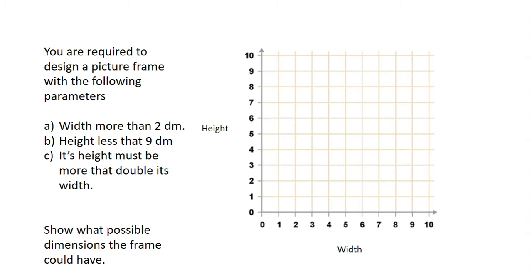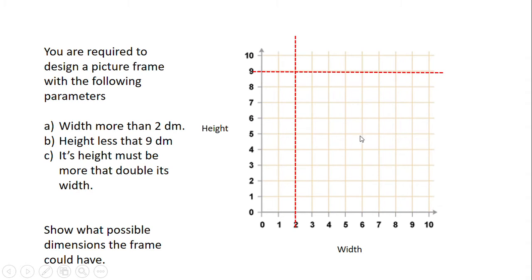Its width has to be more than 2 decimeters. So let's draw a line where the width is equal to 2 decimeters. Anywhere along this line, the width is 2 decimeters. So we could have a width of 2, height of 1, width of 2, height of 2, width of 2, height of 3, and so on and so on. Anywhere on this side, the width is greater than 2 decimeters. We need a height of less than 9 decimeters. So it has to be below this horizontal line to have a height of less than 9 decimeters.